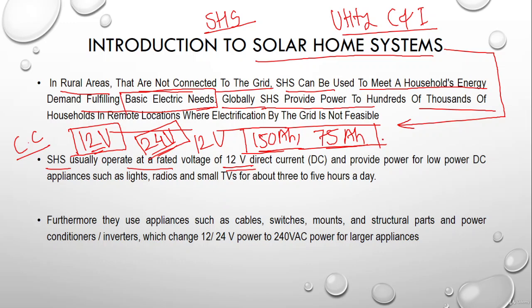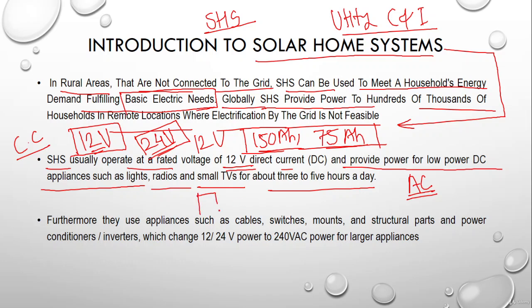So basically in a solar home system, the 12 volt direct current provides power for low power DC appliances like lights, radios and small TVs for about 3 to 5 hours a day. In some cases, if I don't want alternating current, we can avoid the inverter in the solar system. Just solar panels give power to the charge controller. From that, we store the power in the batteries as per the requirement, and further connections are given to the DC fan, DC TV, and other DC appliances.